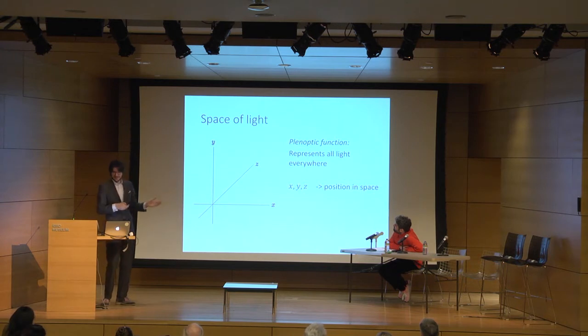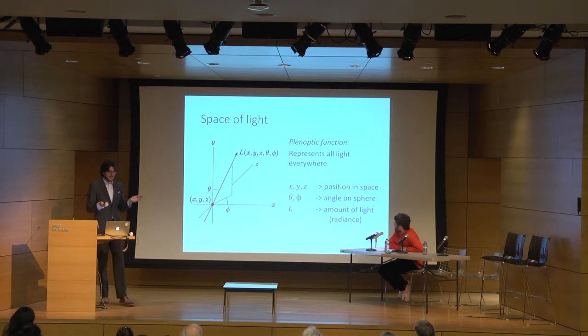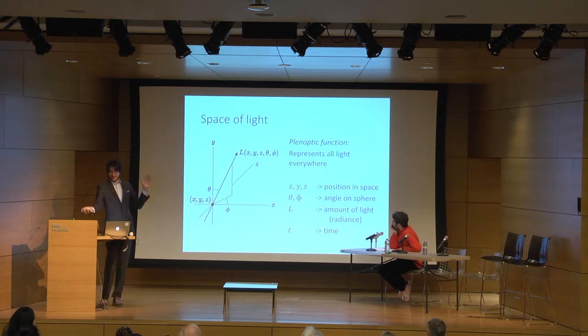Every position in space we define, and then for every position we define a sphere, and we define a ray in space, a light ray, defined by two angles on this sphere. And then we count the amount of light that goes along this ray, the number of photons if you want, and we have this function that describes light going everywhere in this 5-dimensional space. 3 dimensions for x, y, z, and then 2 for this sphere. But things move as well, so you add another dimension to this of time, and this thing starts getting big. But this is the space of light that we think about.